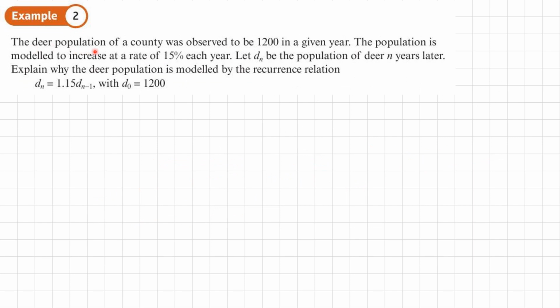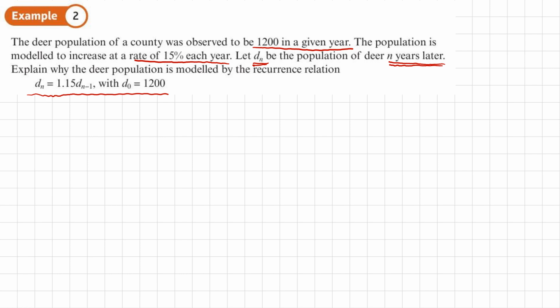Okay, so here it says the deer population of a country was observed to be 1,200 in a given year. Okay, so just underline that. The population is modelled to increase at a rate of 15% each year. So this seems similar to the previous example. Let dn, okay, so we're using dn rather than un, be the population of the deer n years later. So this one is years where the previous one was months. Explain why the deer population is modelled by the recurrence relation here.